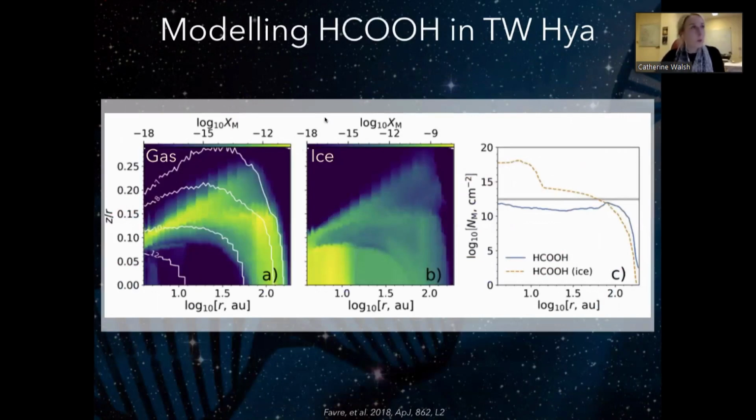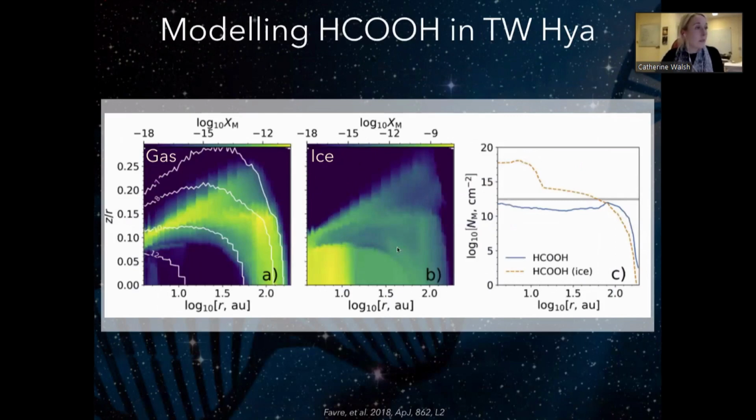So I'll just show you quickly some of the results for formic acid, again in TW Hya. Here you can see now a two-dimensional abundance distribution again. This is the radius on the x-axis, and we have the height on the y-axis, and the color map is the abundance relative to molecular hydrogen. On the left, we have the gas. On the right, we have the ice.